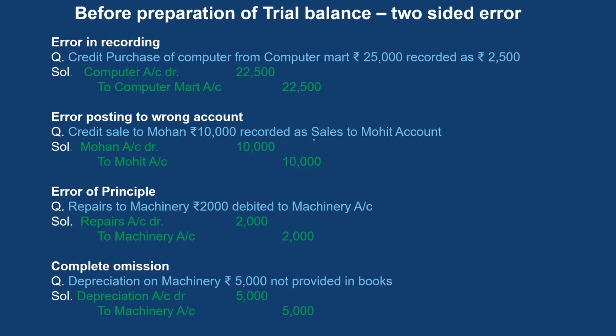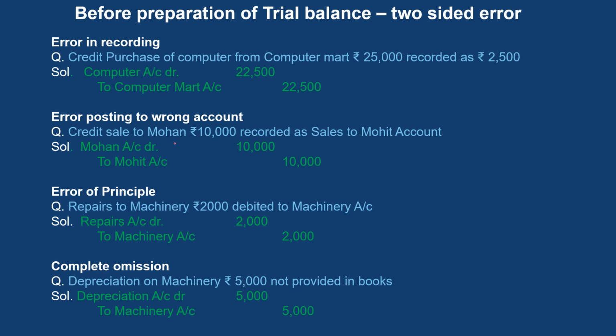But it was recorded as sales to Mohit. So while recording, they recorded it as sales to Mohit. So it got recorded as Mohit account debit to sales. So by mistake, Mohit account has been debited. But whose account should have been debited?